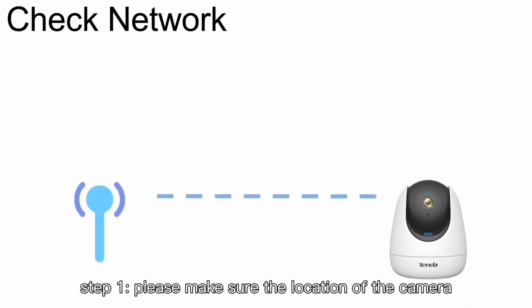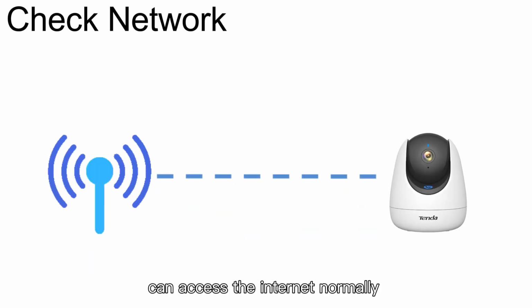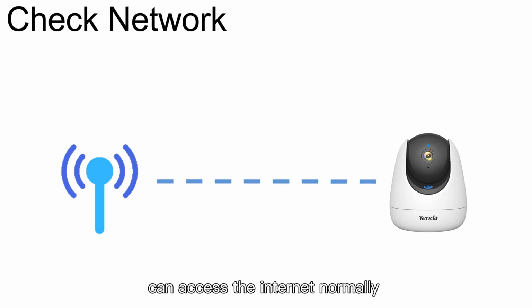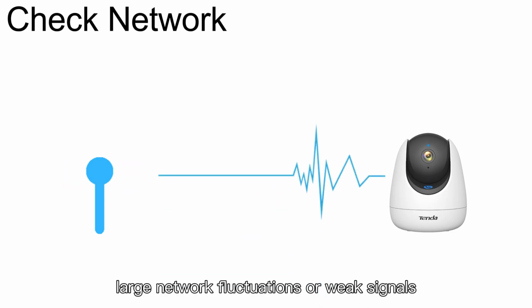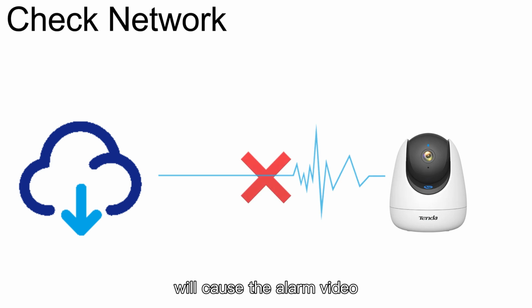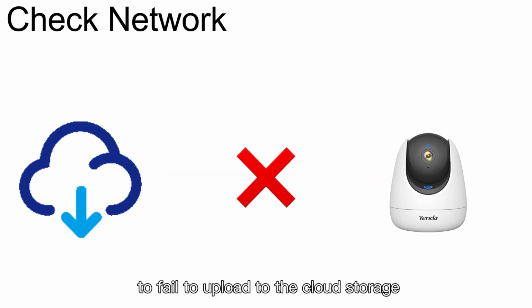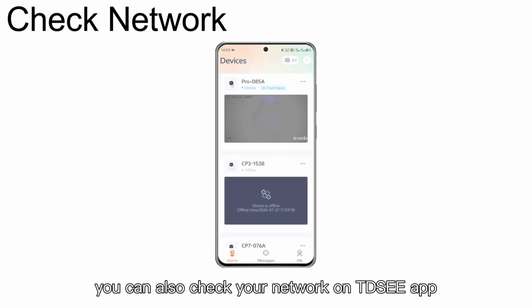Step 1. Please make sure the location of the camera can access the internet normally. Large network fluctuations or weak signals will cause the alarm video to fail to upload to the cloud storage. You can also check your network on TDSEE app.